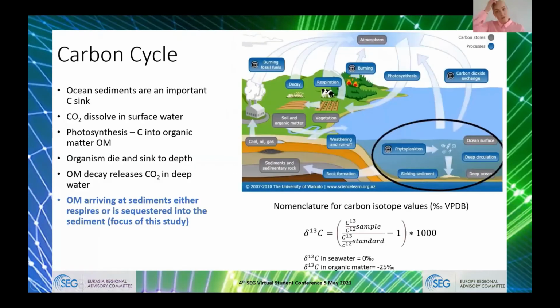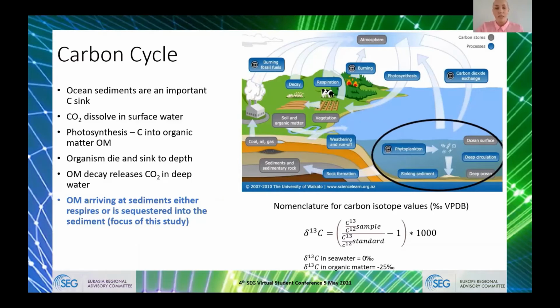First off, I want to start by telling you a little bit about the carbon cycle. It involves many processes, but I'm mainly going to focus on what happens in the ocean and especially in the sediments. CO2 from the atmosphere dissolves in the surface water, then photosynthesis in organisms turns the carbon into organic matter. When the organism dies, it sinks to the deep, and some of the organic matter is decayed, releasing CO2 into the ocean again, while some of the organic matter arrives at the sediments where it gets respired or trapped in the sediments. So that's the focus of this study.